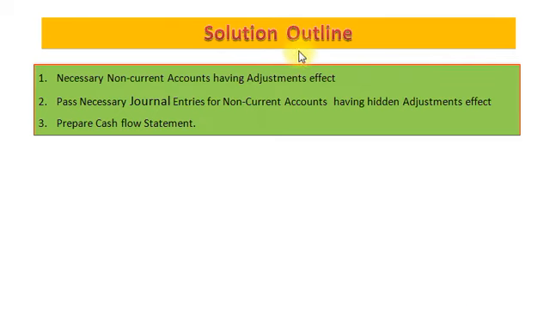Outline for the solution. First of all, we will prepare necessary non-current accounts having adjustments effect. Then we will pass necessary journal entries for non-current accounts having hidden adjustments. And finally, we will prepare a cash flow statement.